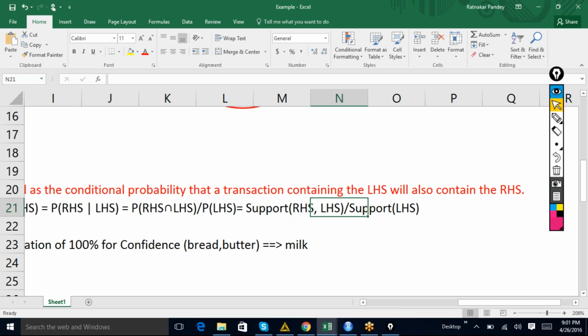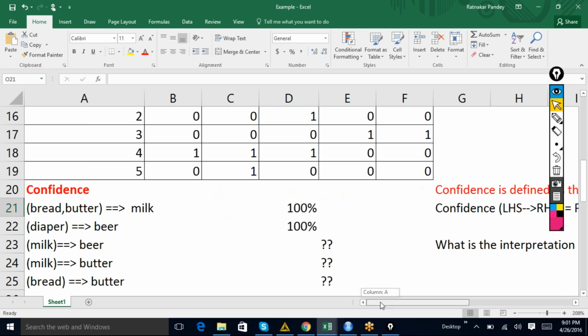Okay. So how would you define the confidence? Confidence is nothing but the support of right hand side and left hand side divided by the support of left hand side, because that's in the denominator. Let's look at some examples, and let me zoom out a little bit so that we can see.